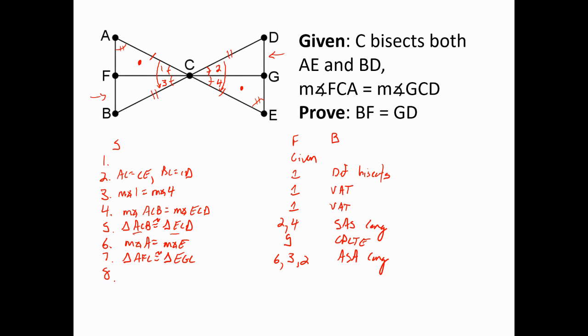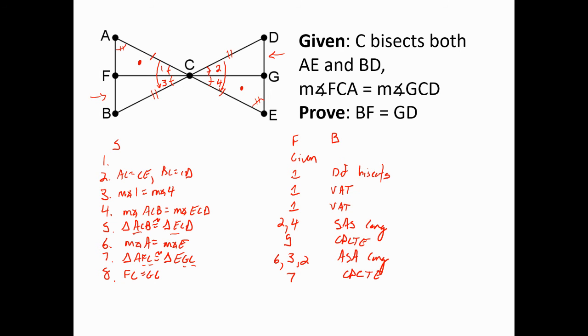And why do we need to do ASA congruence? So that we could get FC equal to CG. Okay, so I now believe that we can say that FC is equal to GC. And yeah, sure enough, FC second third, GC second third. So that follows from line number 7 by CPCTE. And then let's see, remember, just remind us of what we wish to do.